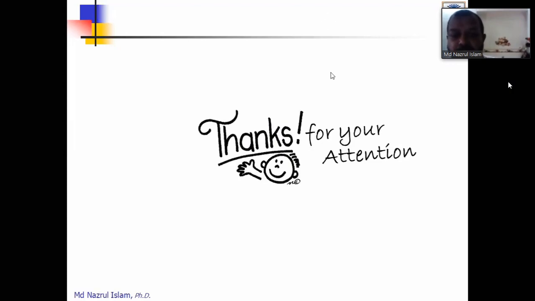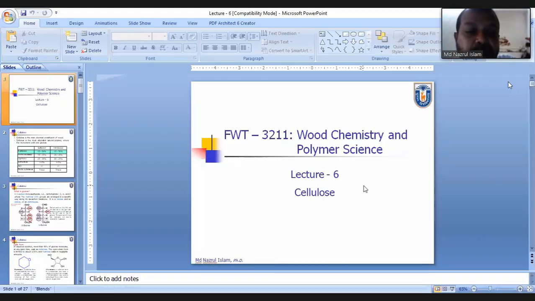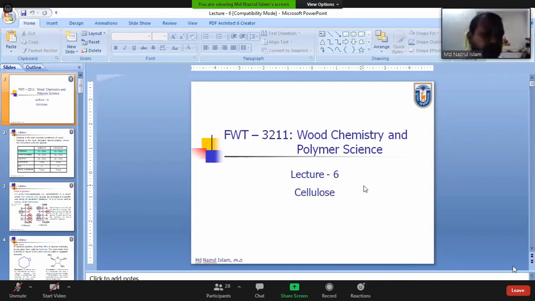If you have any question regarding this slide, regarding the basics of cellulose, you can ask, and I will try to discuss a bit about that. Do you have any question from anybody?